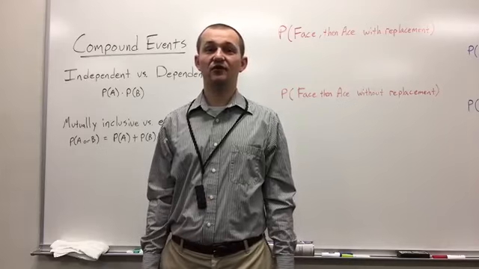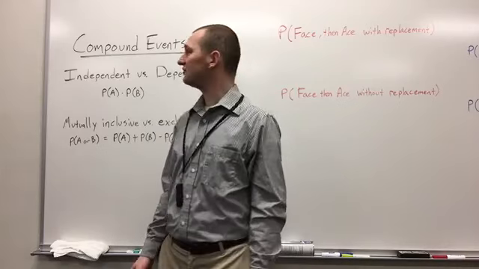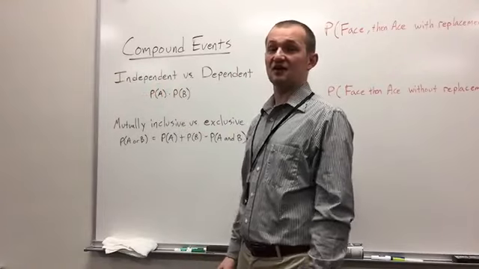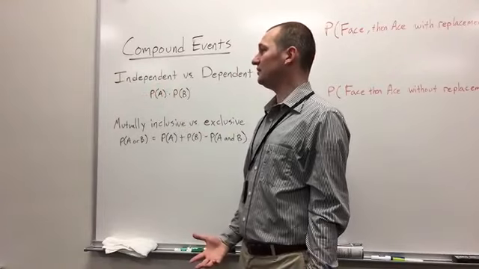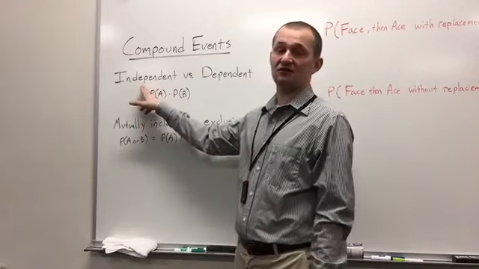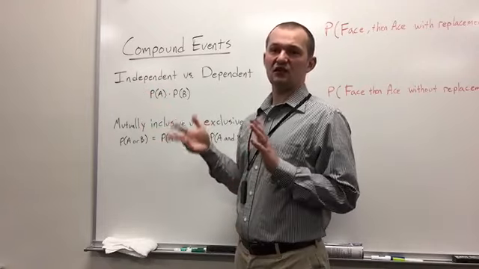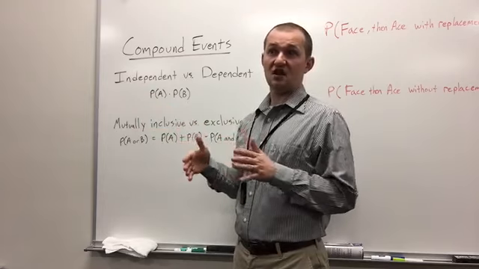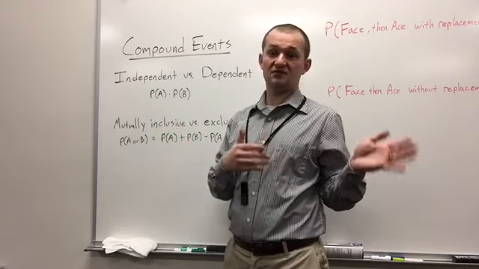Today we're going to be going over compound events. So first we have independent versus dependent events. Basically, the difference is that with independent events, you're going to have two things happening, and that first event, whatever it happens to be, is not going to affect the probability of the second event.